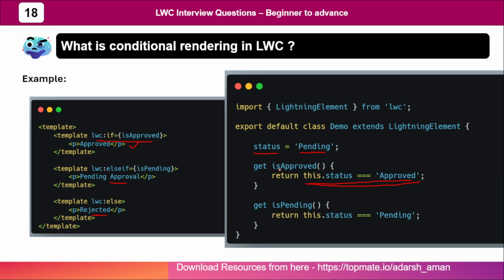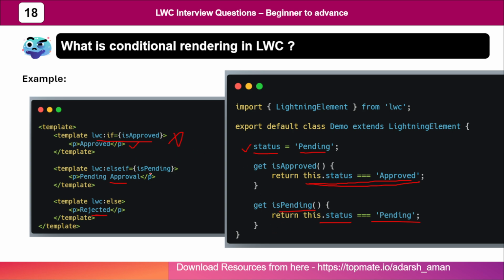So in this case, this isApproved method will return a false value, hence this will not show on the UI. Then it will come to the else if. In else if, it is calling this method isPending. What isPending will return? It will check whether the status is pending or not. So the status is indeed pending, so it will return the true value.